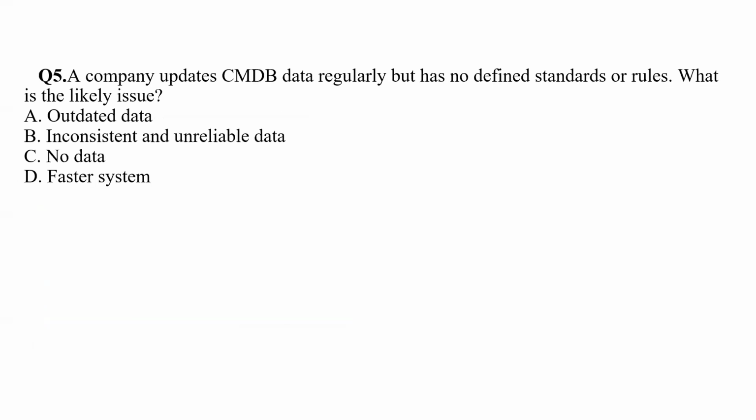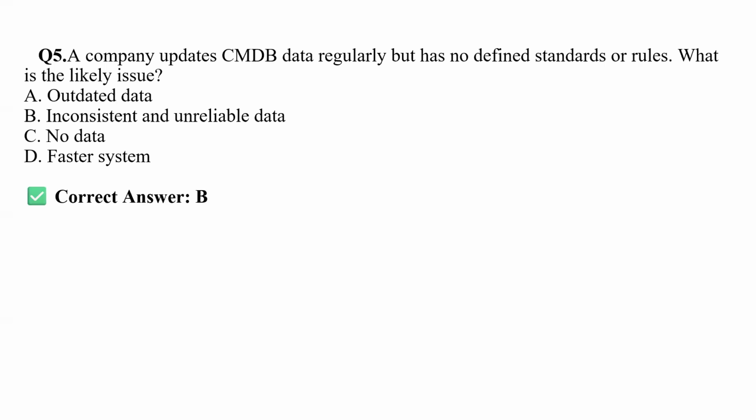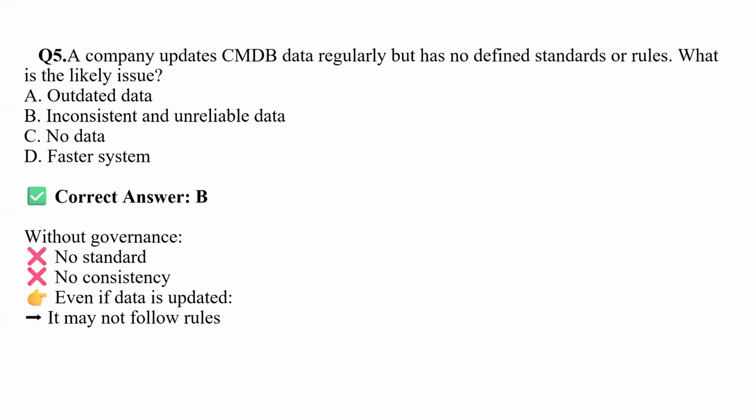Next one. A company updates the CMDB data regularly, but has no defined standards or rules. What is the issue? Option A, outdated data. Option B, inconsistent and unreliable data. Option C, no data. Option D, fast system. The correct answer is option B, inconsistent and unreliable data.